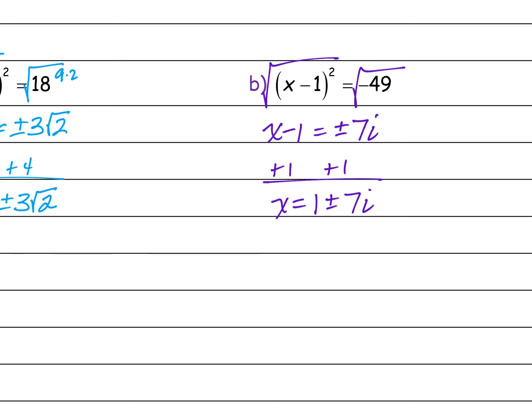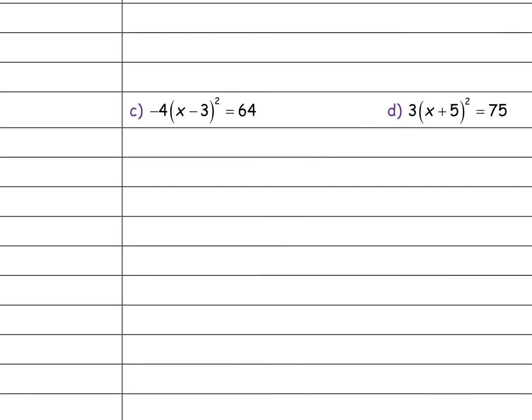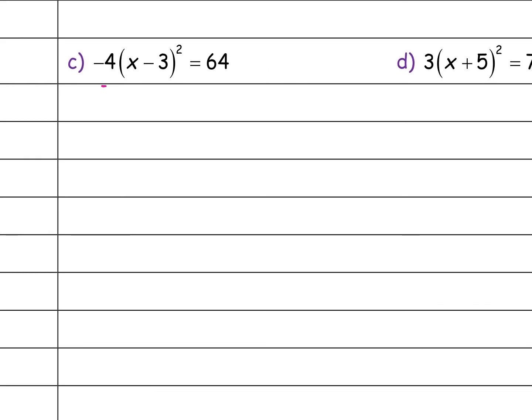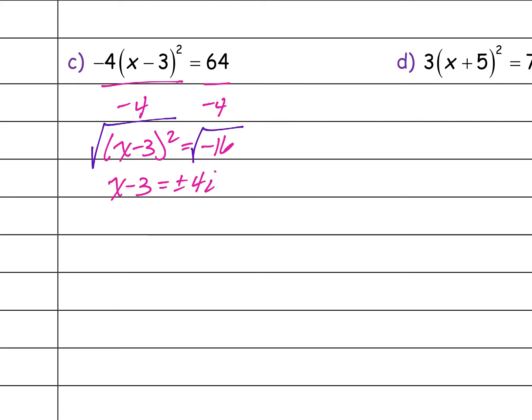Get them all right so far? Nice. Okay, C. The first thing I'm going to do is divide by -4. And then I get x minus 3 squared equals -16. Square root. And then I get x minus 3 equals plus or minus 4i. Add 3 to both sides. And x is going to equal 3 plus or minus 4i.